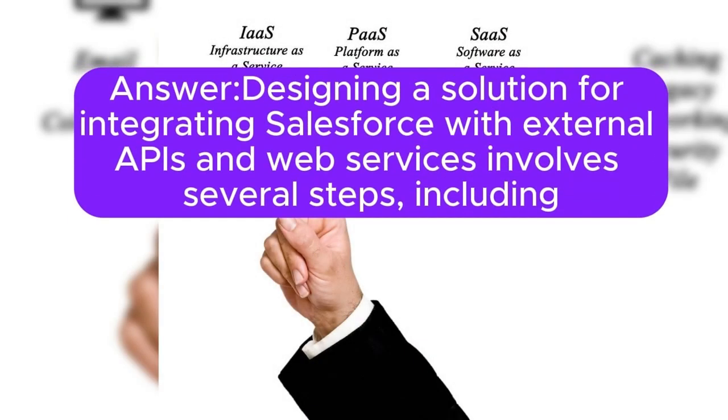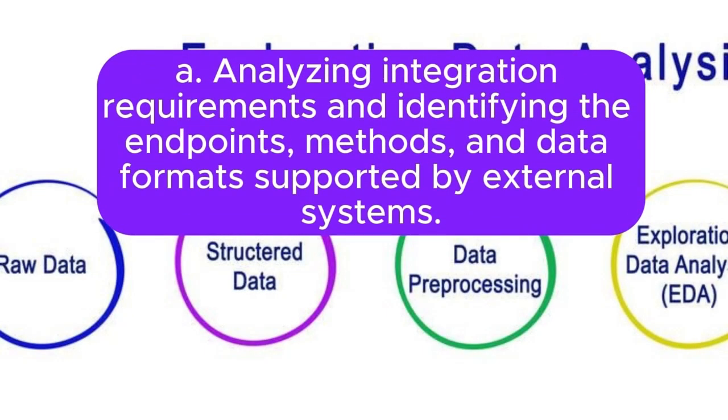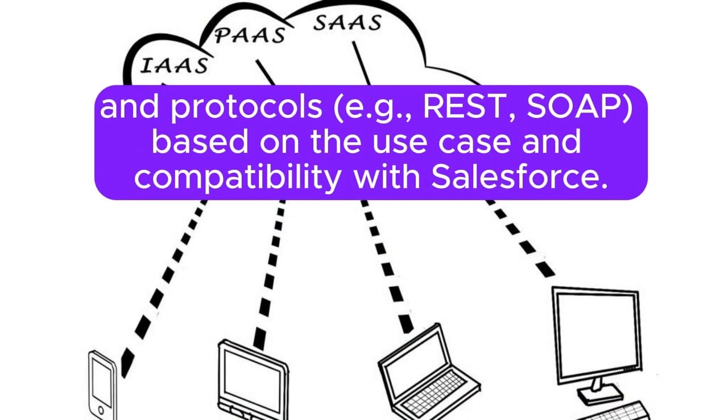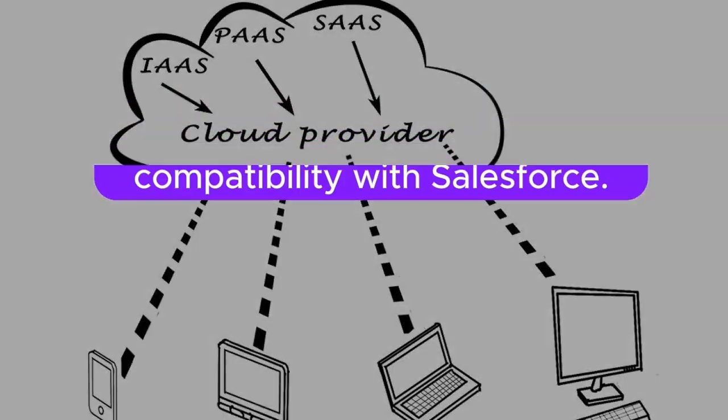Answer. Designing a solution for integrating Salesforce with external APIs and web services involves several steps, including A. Analyzing integration requirements and identifying the endpoints, methods, and data formats supported by external systems. B. Selecting the appropriate integration patterns, for example, request-response, event-driven, and protocols, for example, REST, SOAP, based on the use case and compatibility with Salesforce.